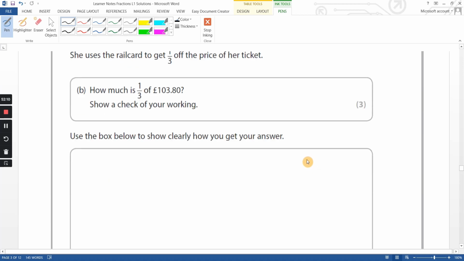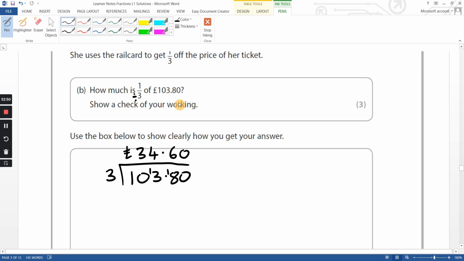So right, I definitely need to do 103.80 divided by 3. Because you're dividing by the denominator. So 3 into 1 doesn't go. 3 into 10 goes 3. Remainder 1. 3 into 13 is 4. Remainder 1. 3 into 18, 6, and got 0 on the end. So that's £34.60.